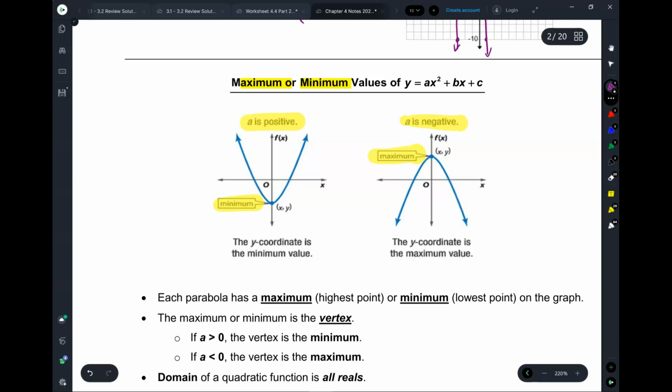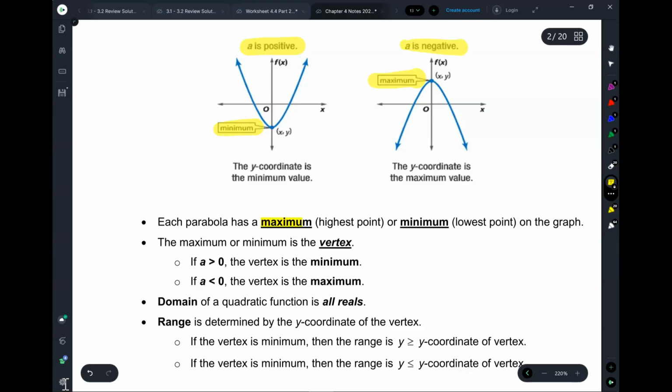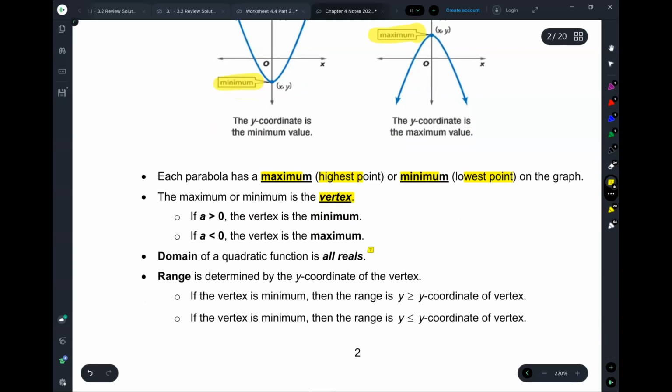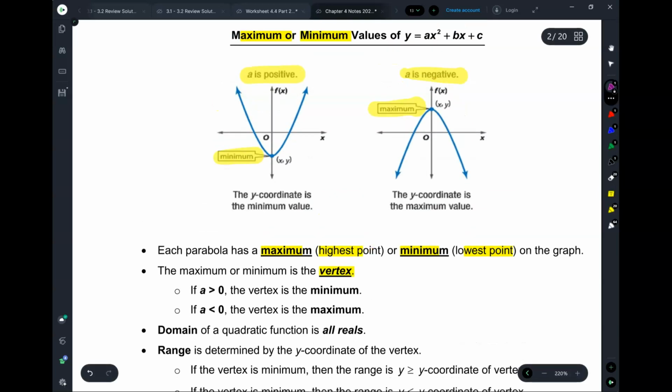Okay? So, correct. The vertex will either be a maximum or a minimum. Okay? So, a maximum is the highest point or the minimum is the lowest point. And of course, it's also the vertex, right? Now, let's talk about this. So when I ask you, where is the minimum or the maximum, right? That would be the x value. Okay?